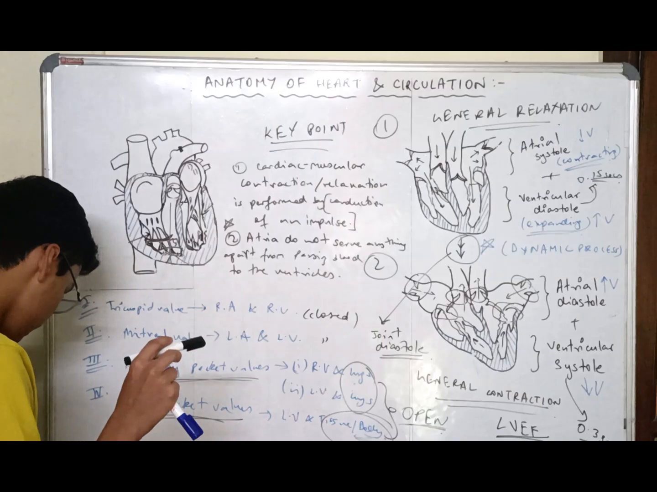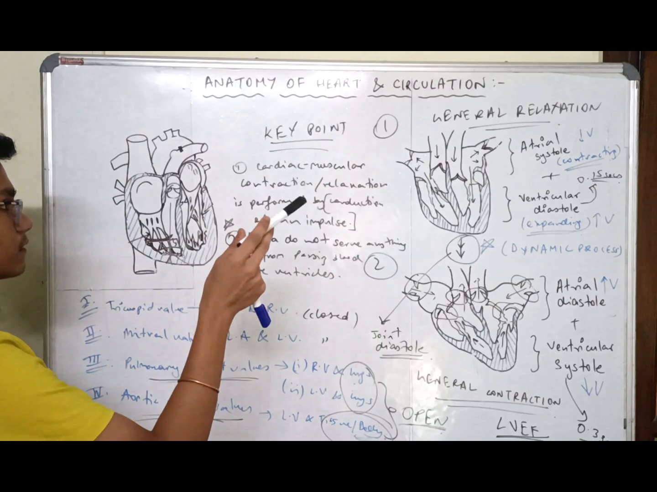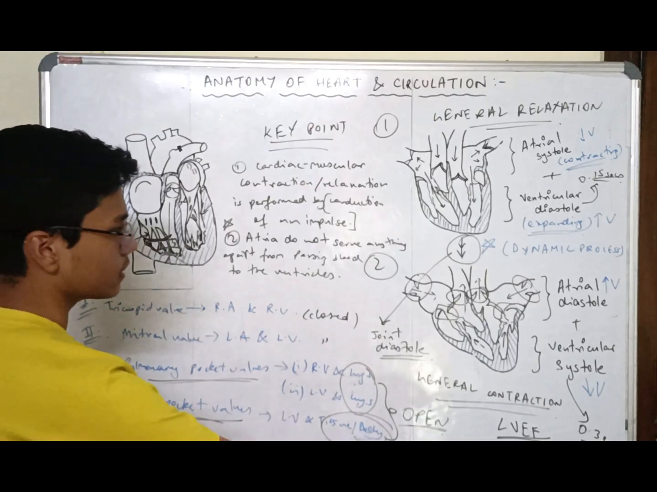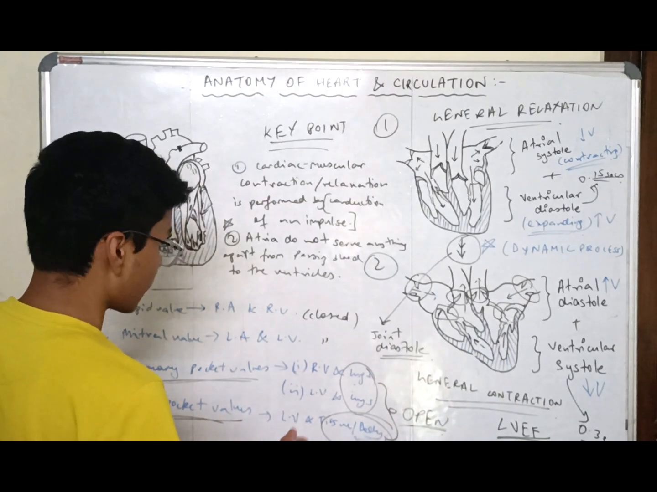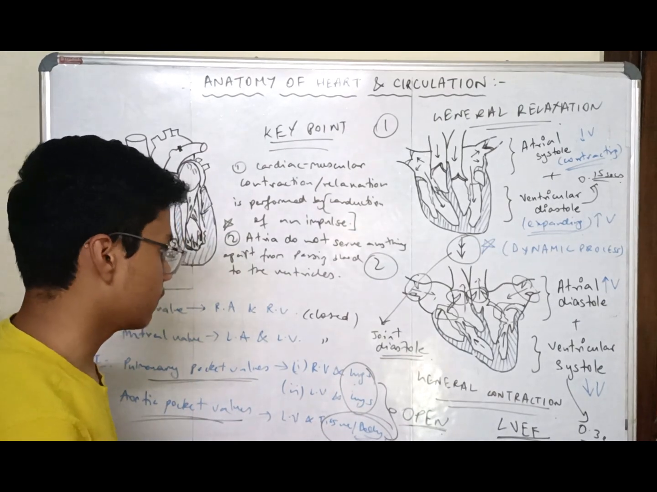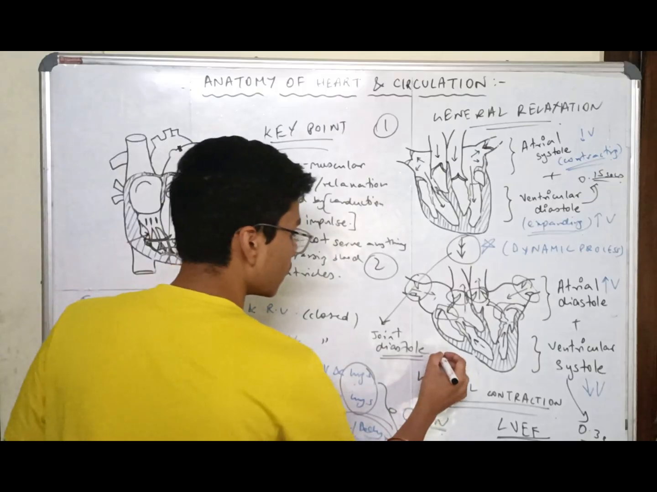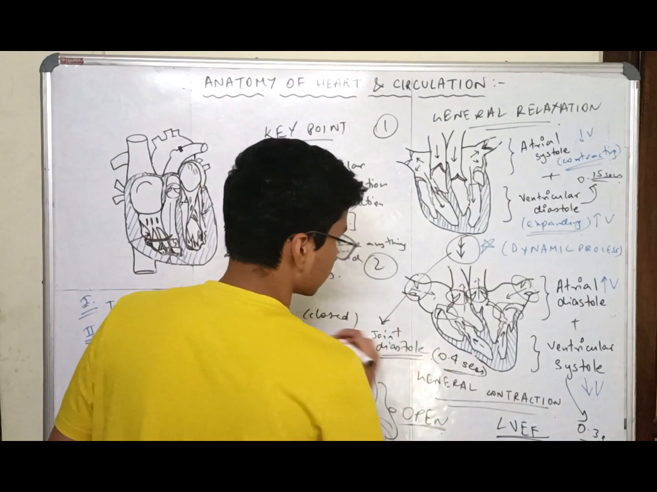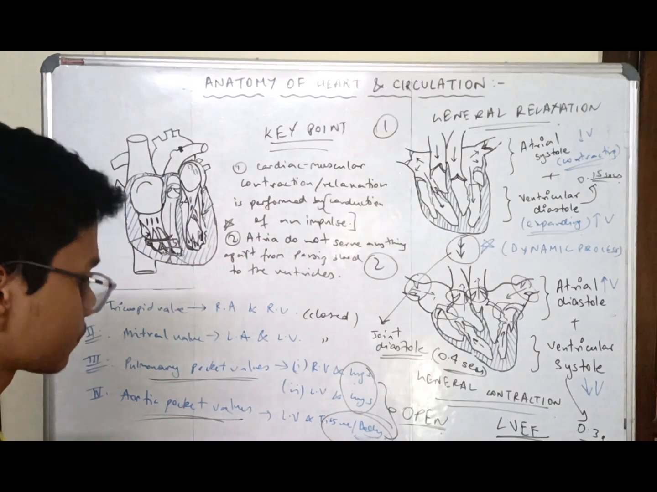Yes, the systolic condition of the atrium will be 0.1 seconds, and the systolic condition of the ventricles will be 0.3 seconds. This joint diastole will have a variable value. Definitely, it will have a variable value, being 0.4 seconds.